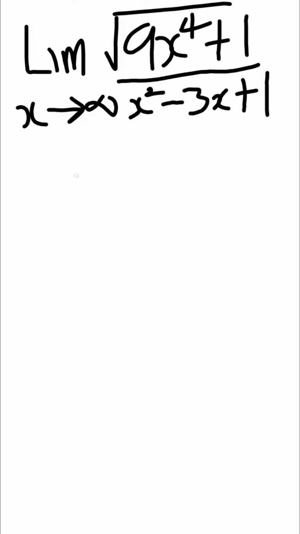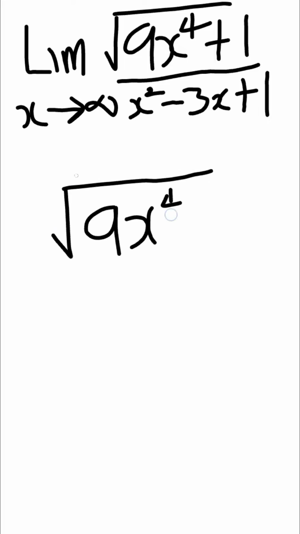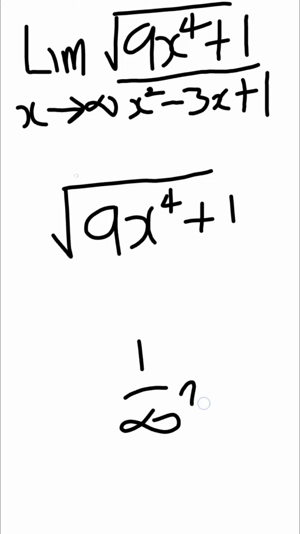Let's start with the numerator. We need to ensure that the numerator will have a form like that. So let's say we have 9x raised to the power 4 plus 1. We want to make one part look like this, or infinity, or infinity squared, or infinity raised to the power 3, or infinity raised to the power 4. So let's do that here.